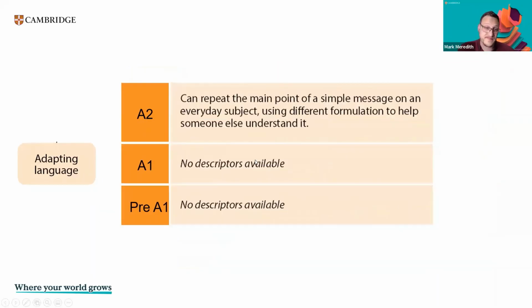kid-friendly way. And the final one, adapting language, we're looking a bit higher here. We're looking at A2, but it's essentially the same. It's repeating the main point of a simple message on an everyday subject, using different formulation to help someone understand it. What we're saying is, here's a story. Can you summarize it? Now, can you tell it to someone who doesn't speak English? Exactly. So the idea is taking a language, converting it, and presenting it to someone else.